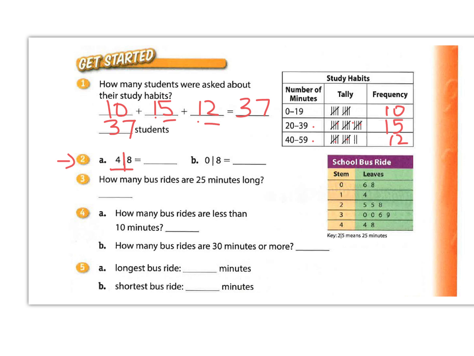Okay, let's look here at number 2, 4/8. Well, if you look here, the key means 2/5 means 25 minutes. So 4/8 would mean 48 minutes. And that's this number right here, 48 minutes. The next one, B, 0/8 is 0 and this 8, so it would be 8 minutes.